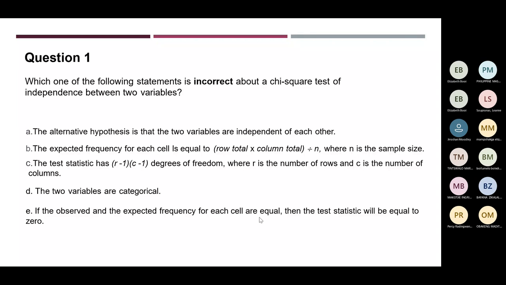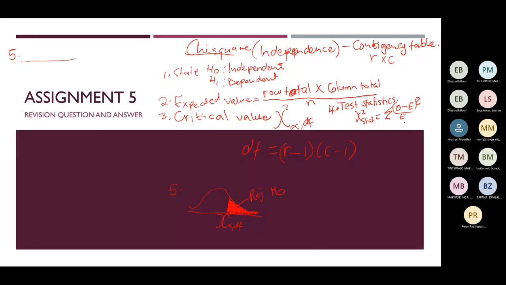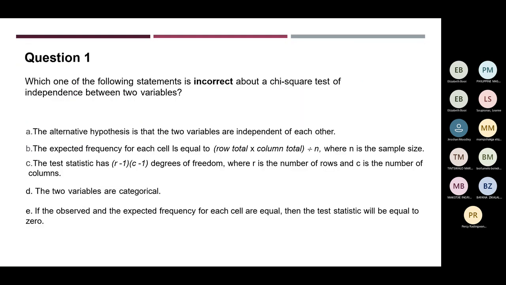The only thing that we didn't explain is E. What E says is that if we calculate this test statistic, the answer will be zero if your observed frequencies and your expected frequencies are equal. So let's assume that we have a contingency table that looks like this. It has column one and column two, and row one and row two. And let's make it interesting: 1, 2, 3, 4 as our observed values.